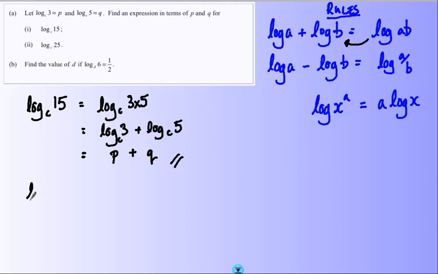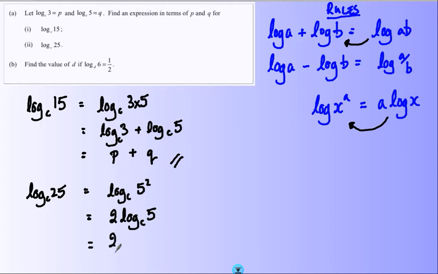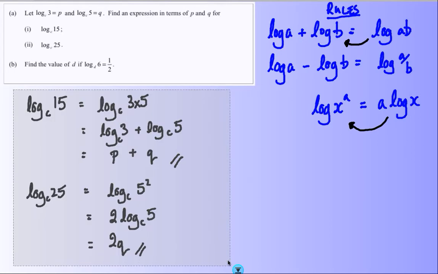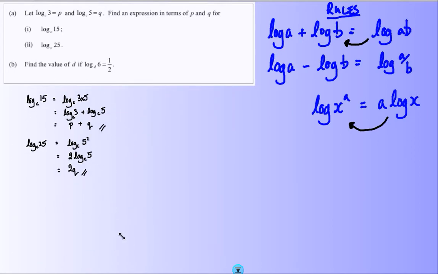And part 2, 25, which I do well to see as 5 squared. And using this rule here, what I will get is 2 times the logarithm of 5. In other words, 2 times q, since the logarithm of 5 is q. There we go. Those are my answers for my first part of the question. Let me just put those out of the way a minute. And what else have we got?